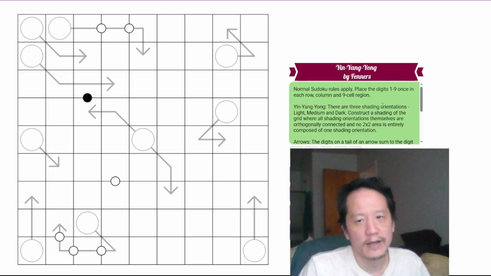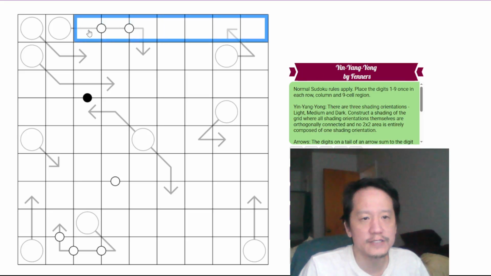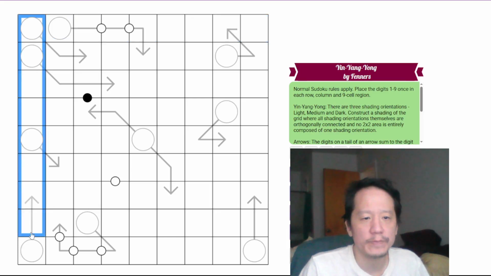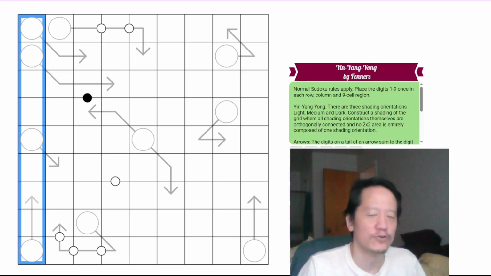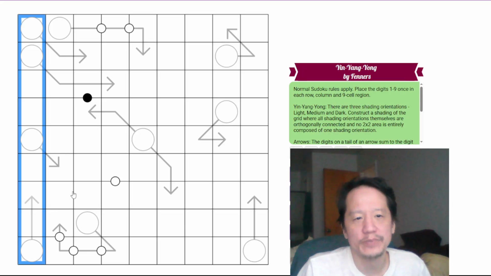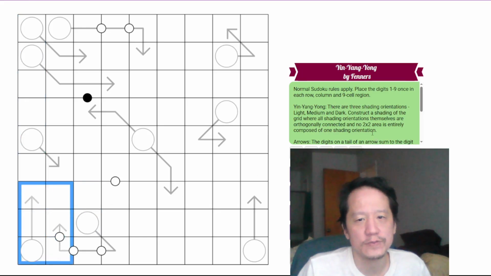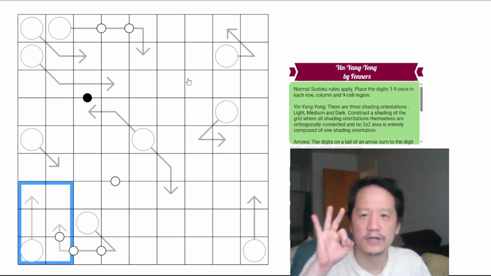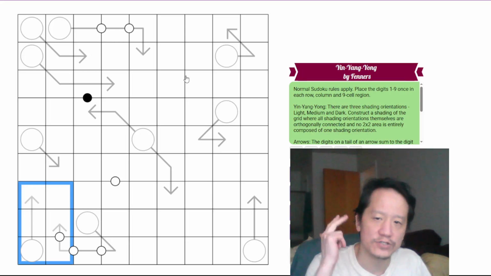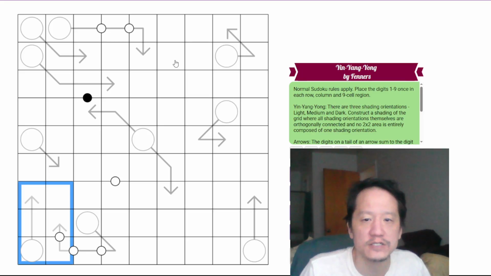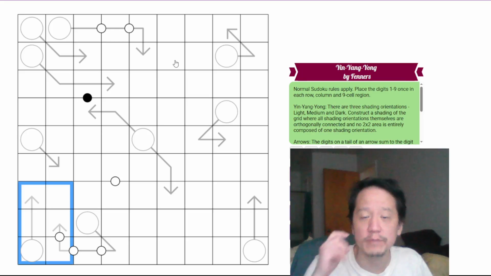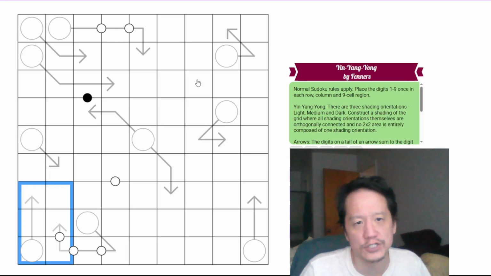Normal Sudoku rules apply, which means place the digits 1 through 9 once in each row, column, and 9-cell region. So it's not completely, actually, normal Sudoku, but it's a 9-cell region, which we'll get to soon. We also have yin, yang, and yang. There are 3 shading orientations: light, medium, and dark. We need to construct a shading of the grid where all shading orientations themselves are orthogonally connected, and no 2x2 area is entirely composed of one shading orientation.